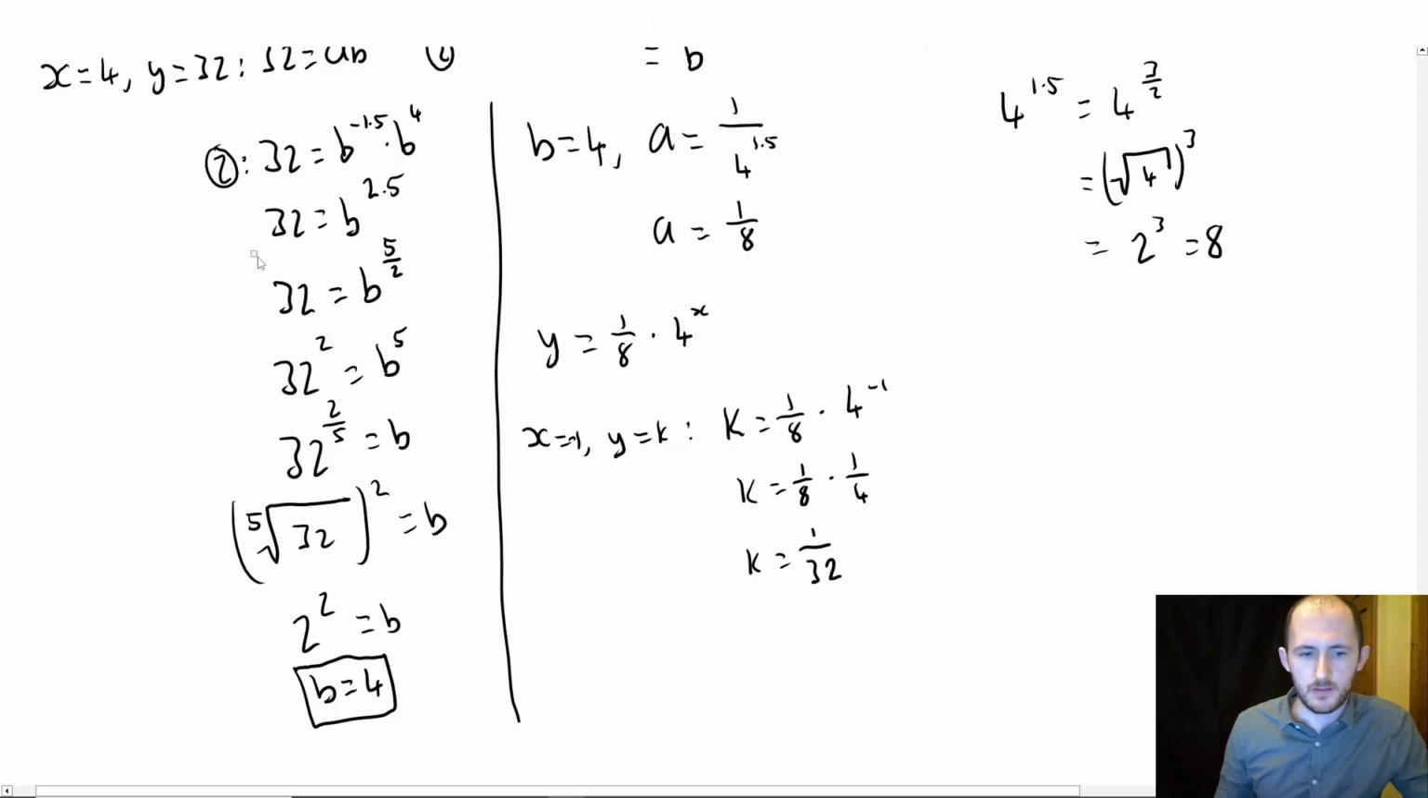So 32 equals this bit. Okay, cool. And you're unsure. So to move it across. I get you, yeah. So, are you okay with the fact that this would be the same as writing the square root of b all to the power of 5, where this is just the square root? That's what that 5 over 2 is, right? God, my voice is really tired.